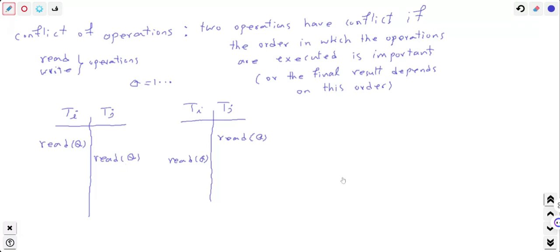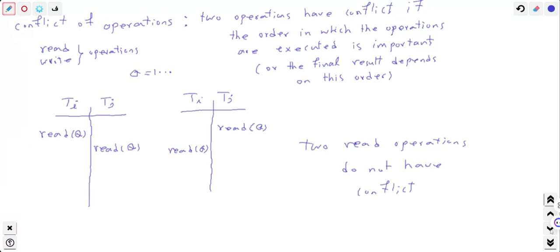Read and write operation... read and read, excuse me. Two read operations do not have conflict, because in any order they read the same value. It does not matter. It is not important. But for read and write, we cannot say the same thing.